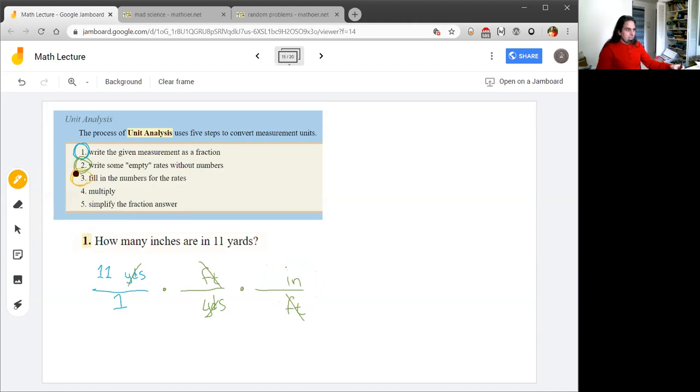Step 3 is fill in the numbers. There's 3 feet in a yard, and there's 12 inches in a foot. You can do steps 2 and 3 together. The only reason they're separate steps is that if your plan wasn't working, you wouldn't have to erase as much.